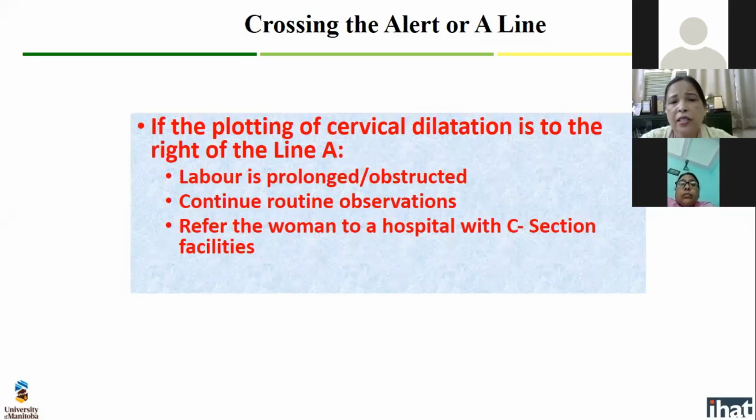So again they emphasize, if the plotting of the cervical dilatation is to the right of the alert line, either the labor is prolonged, or it is obstructed, or you need continuous observation, or you refer the patient to a higher center for cesarean section. So re-evaluation is very important because it is deviating from the normal. So the partograph should be either on the alert line or to the left. If it is moving to the right side, re-evaluation, and if it requires referral, or your patient is going into prolonged labor or obstructed labor.